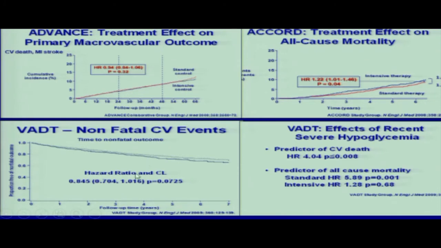Here's the VADT, Veterans Diabetes Trial, 3,800 patients, no difference in glucose control. And the ACCORD, a multi-center study in the United States, 10,000 patients, where they tried to achieve glucose less than 6.5, less than 6%. And because of the high risk of hypoglycemia, the ACCORD trial shows that you even increase mortality. So if you push glucose to reduce cardiovascular events, you're going to fail.